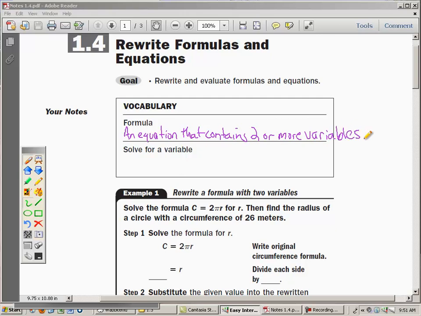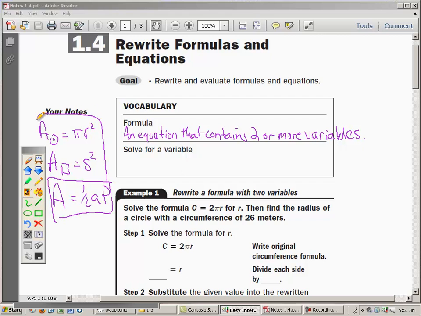We have lots of examples of formulas, like for example, the formula you use to find the area of a circle is pi times the radius squared. The formula you use to find the area of a square, for example, is side squared. The area of a regular polygon is 1/2 the apothem times perimeter. So those are various formulas that we've been using probably a little bit in our geometry courses. And again, it's an equation that contains two or more variables, two or more unknown quantities.